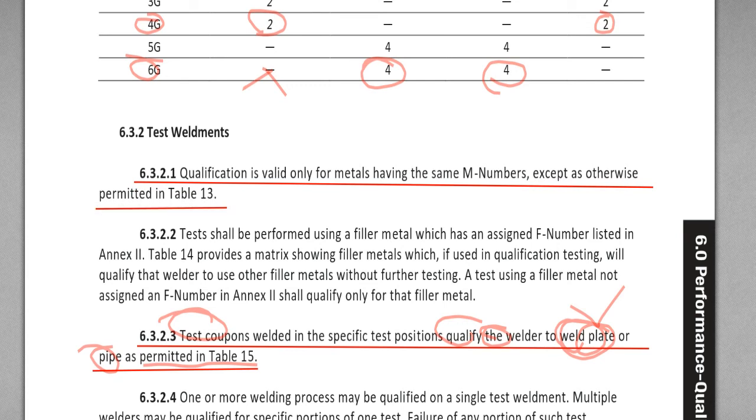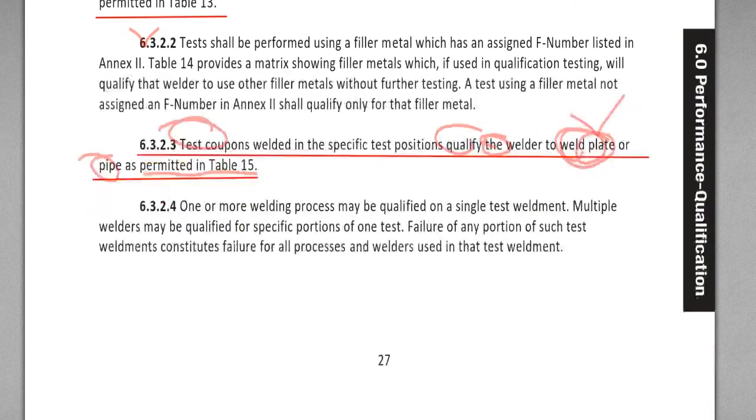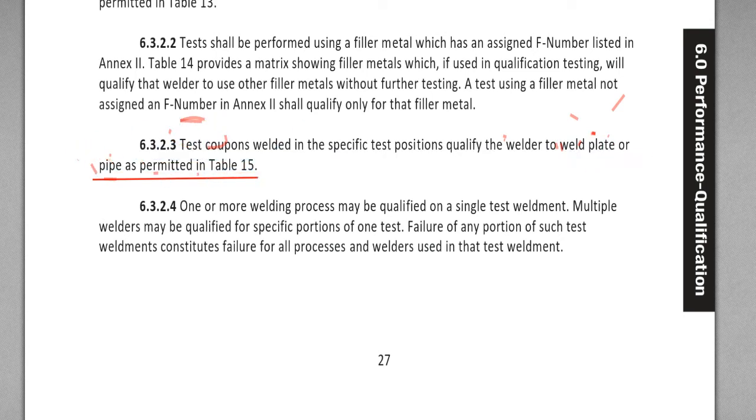We covered this. 6.3.2.1 and 6.3.2.2 F number, and 6.3.2.1 is M number, and 6.3.2.3 is position. We covered all of this. So let's go to 6.3.2.4.